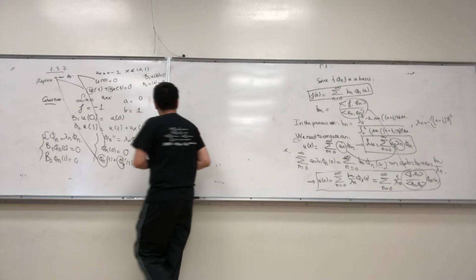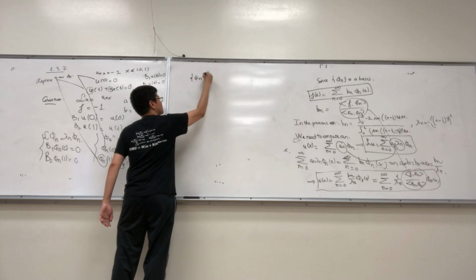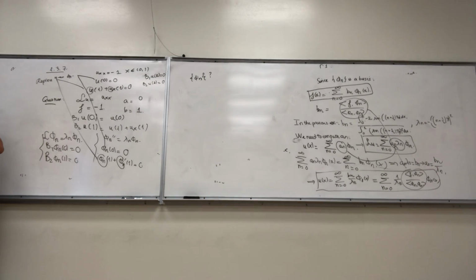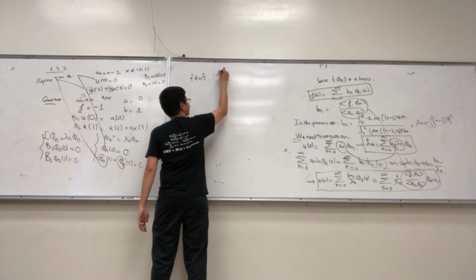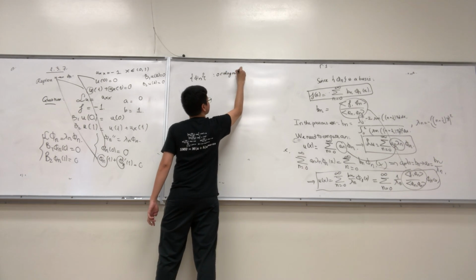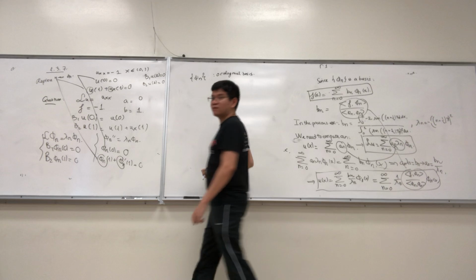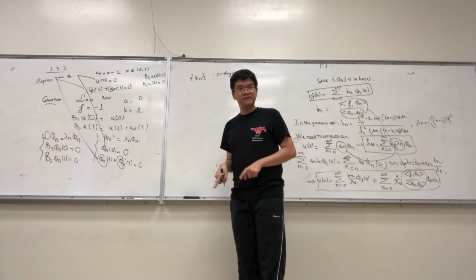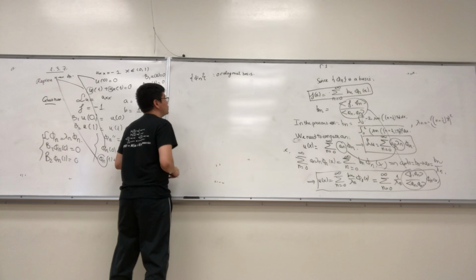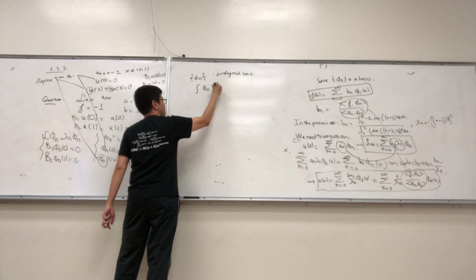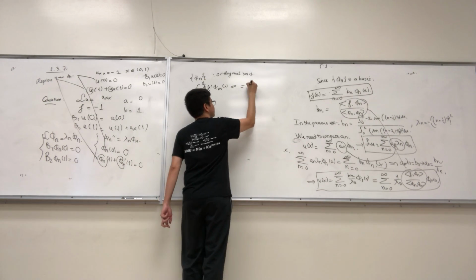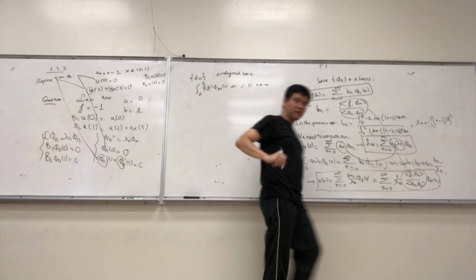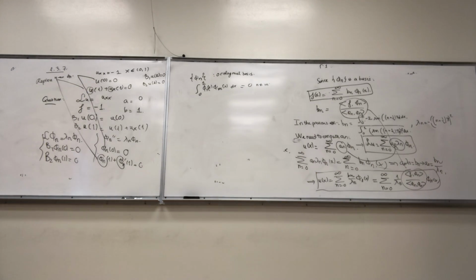So what can I say about phi n? Phi n will give you an orthogonal basis, which means that the integral of phi n times phi m dx is 0 when n is different from m. All right? Questions? It's good.